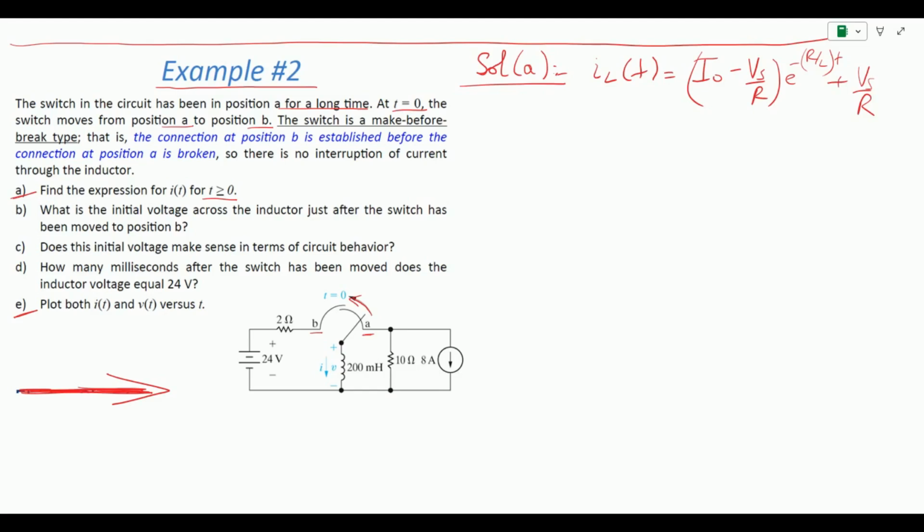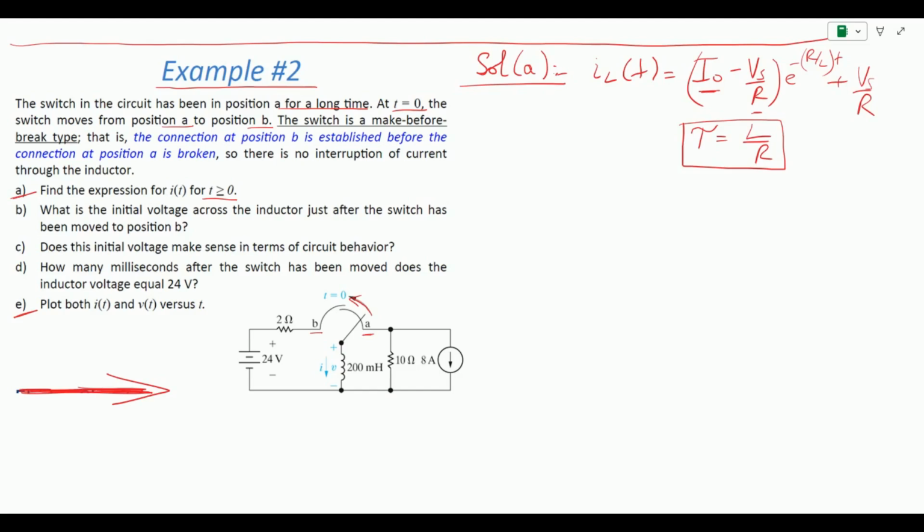So in this equation, first we need to figure out what is I naught, which is the initial current. Then we will look into the values of Vs by R and the exponential, minus R by L. This R by L is basically the tau value, L by R. So we can find the time constant from there for the exponential, and then the remaining values will be similar for Vs by R.